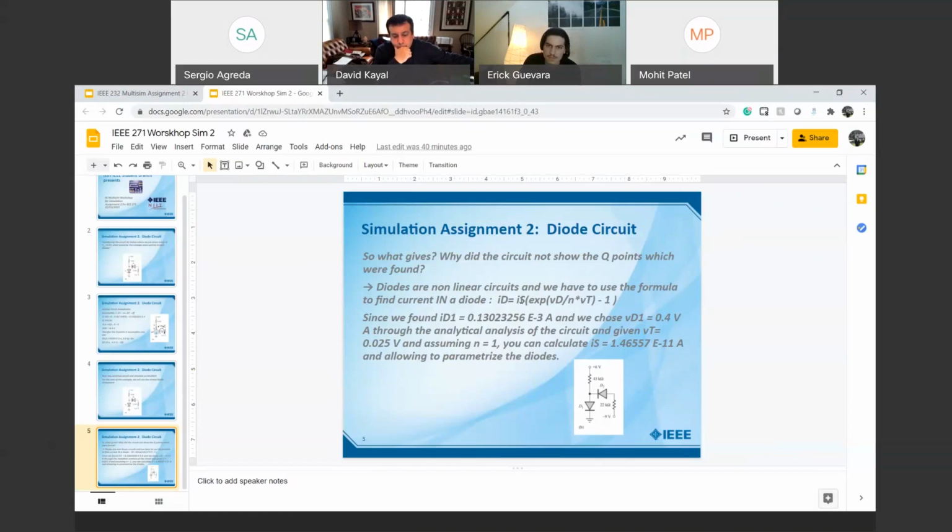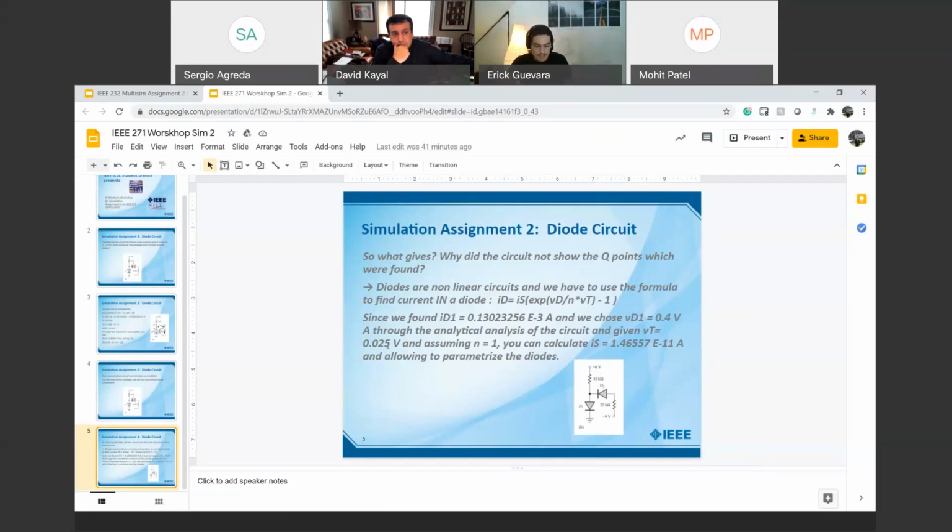Basically, this is the current going through the diode. This is the saturation current chosen for the diode, and this is the voltage chosen for the diode's voltage drop. This would be the voltage observed in semiconductors at room temperature, VT, at 0.025. Does that answer your question?